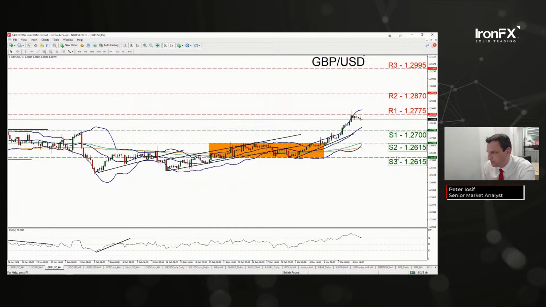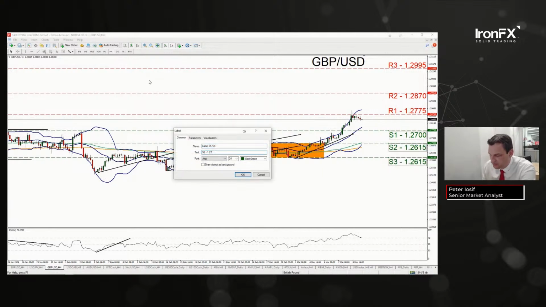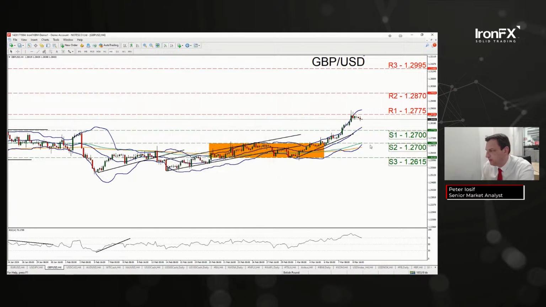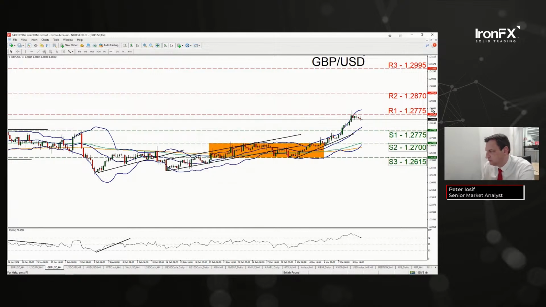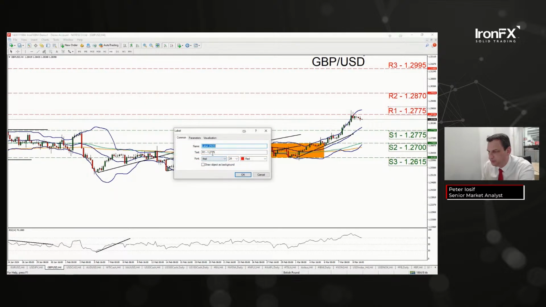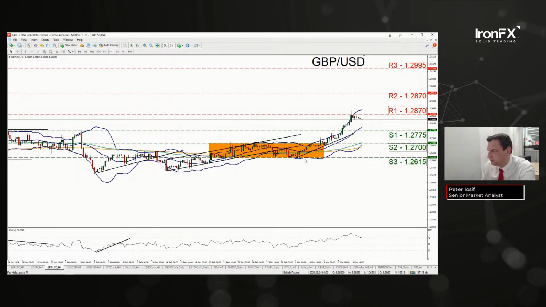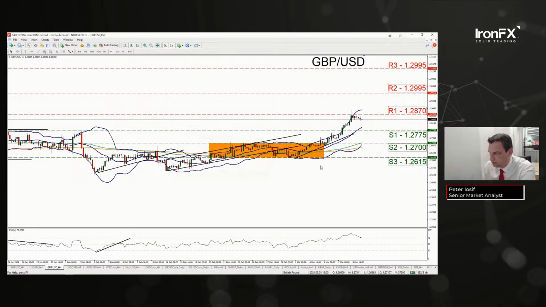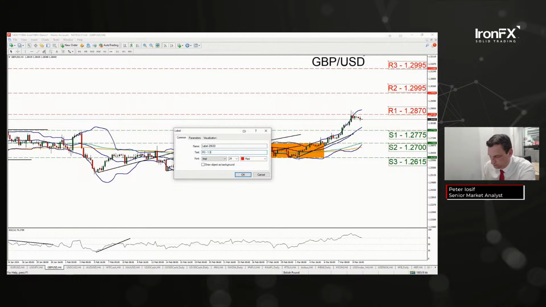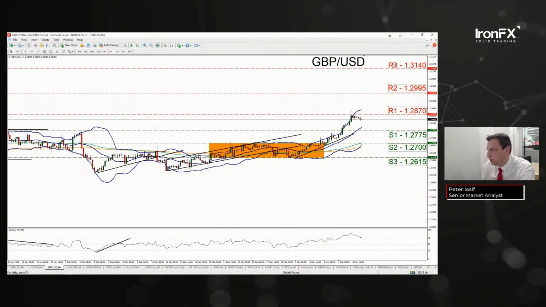Starting with the S3 now being set at 1.2615, the S2 at 1.27, the S1 at 1.2775, the R1 at 1.2870, the R2 at 1.2995, and the R3 at 1.3140. Locking everything in.